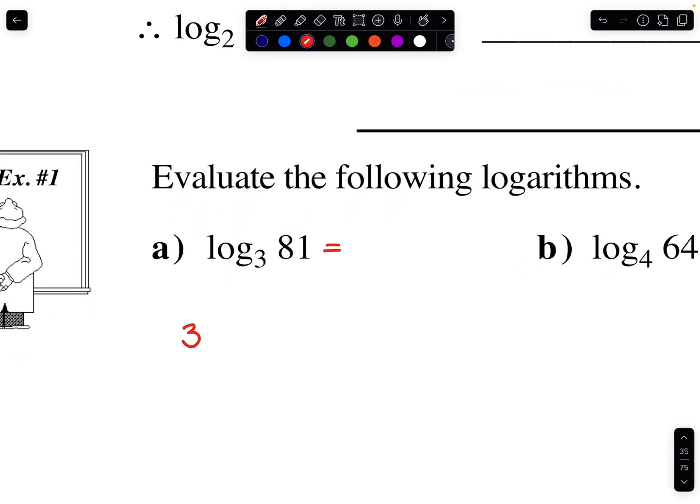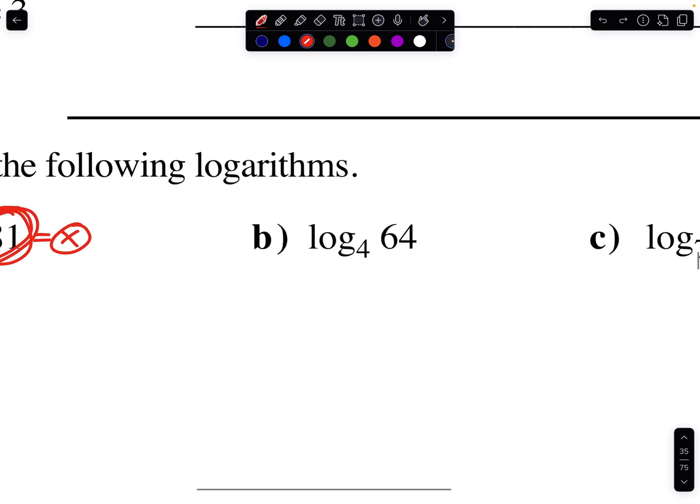So if I make this thing equal to x so that I can solve for it, the x now becomes the exponent, and the argument, or 81, becomes the answer. So the way I like to remember this is what was separate, so the 3 and the x, they come together, and what was together, they separate. You can see that here. So we'll try that over here on this one.